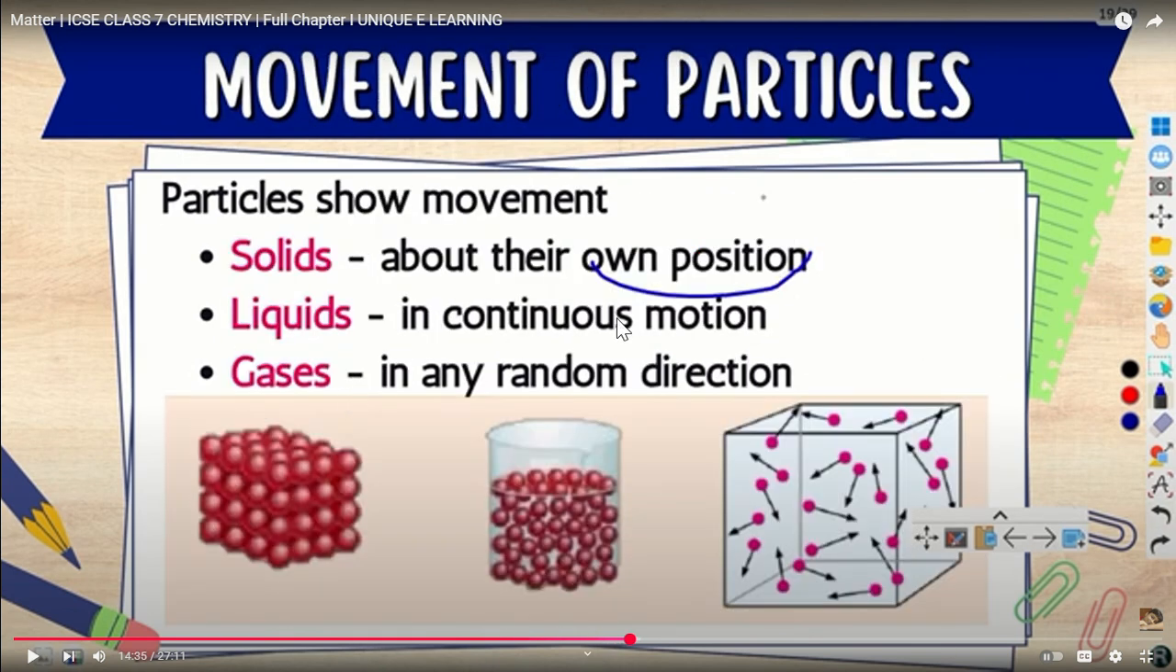Now the movement of particles is called diffusion. If you don't know this, then learn this. Diffusion is the movement of particles, and it occurs mostly between atoms. Solids stay about their own position, but can vibrate when heated. Liquids are in continuous motion, they always move within their range. Gases move in any random direction, they can go anywhere.